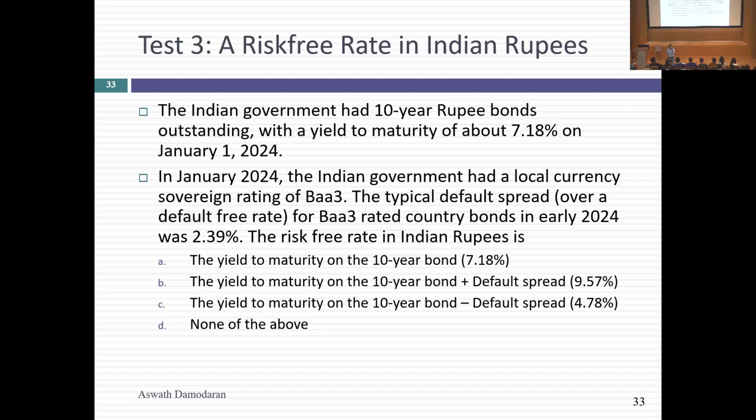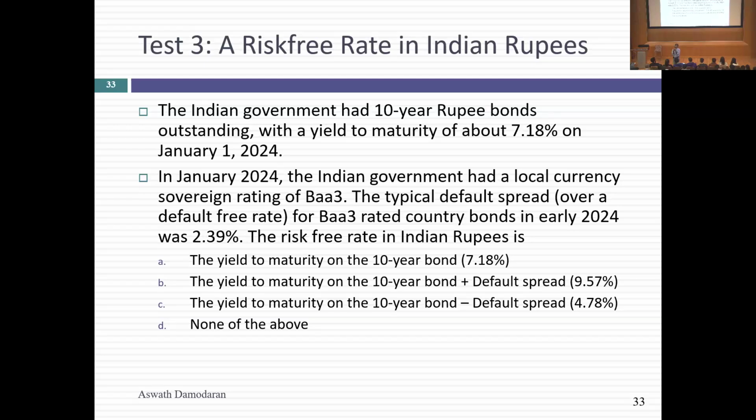Anybody want to explain to me why there are 2 ratings and what they're measuring? What does a foreign currency rating measure? It measures the risk that Moody's sees in India when it issues bonds in dollars or yen or euros, a foreign currency. What does the local currency rating tell me? What Moody's sees as default risk when they issue bonds in rupees.